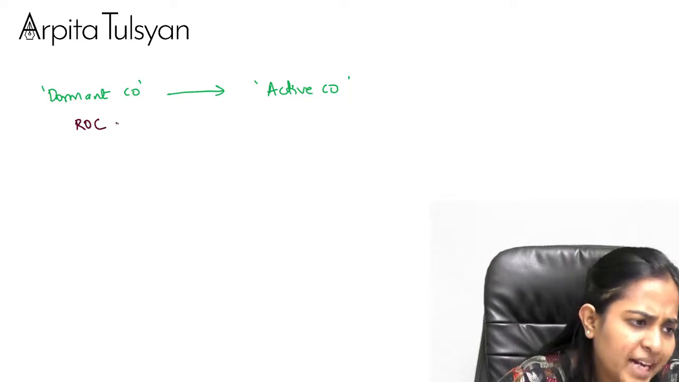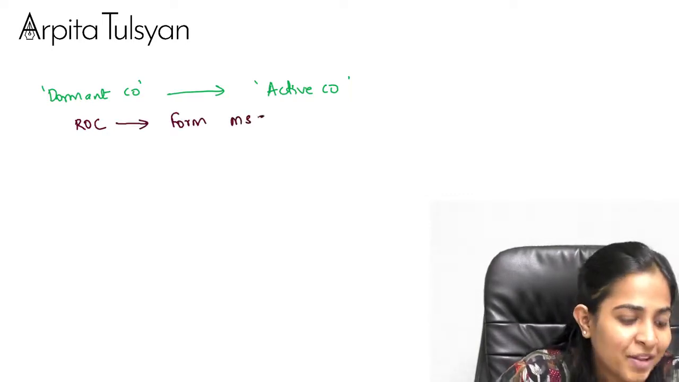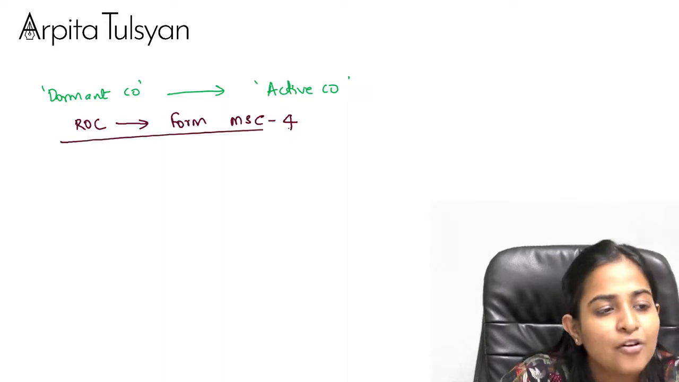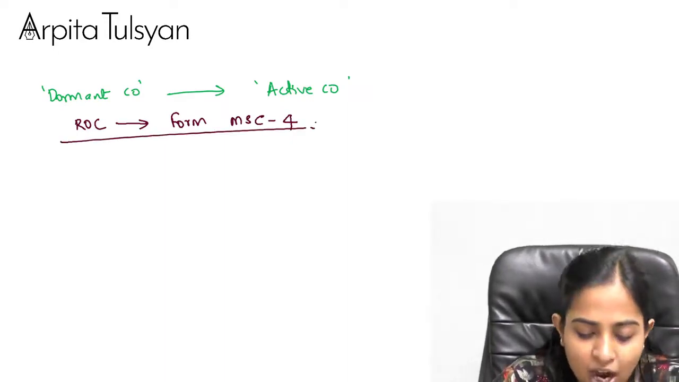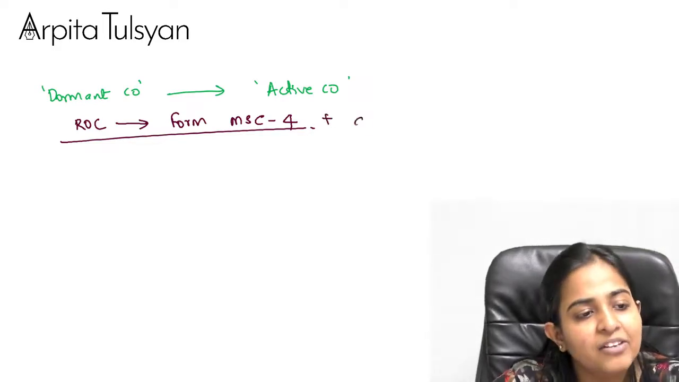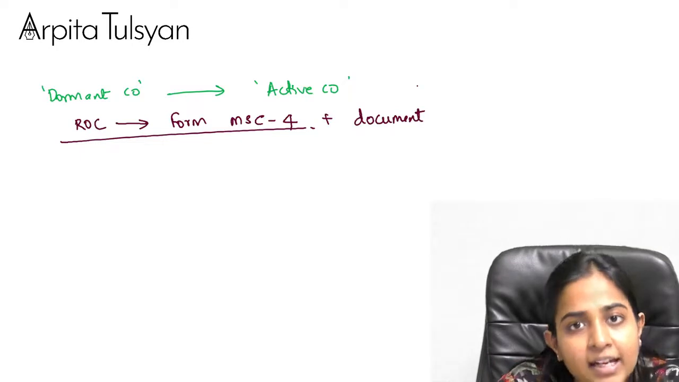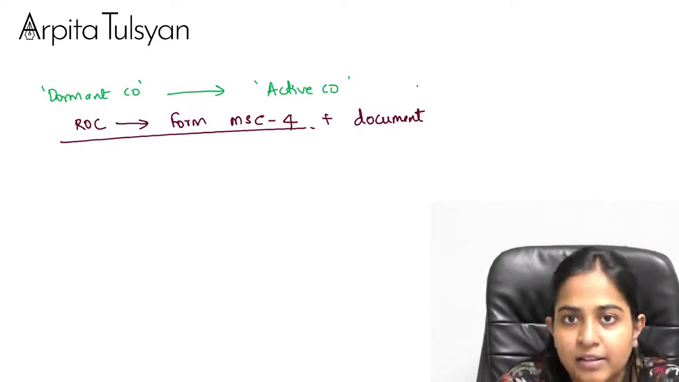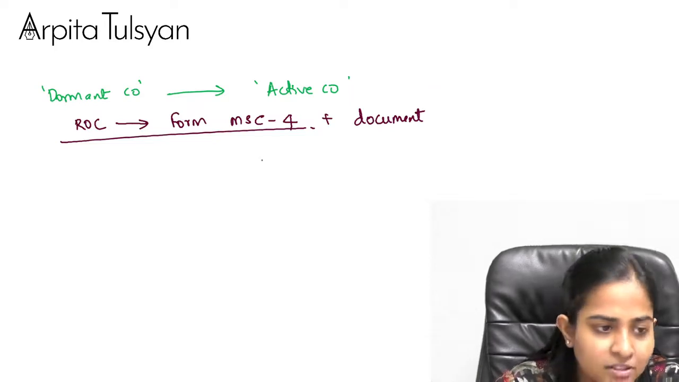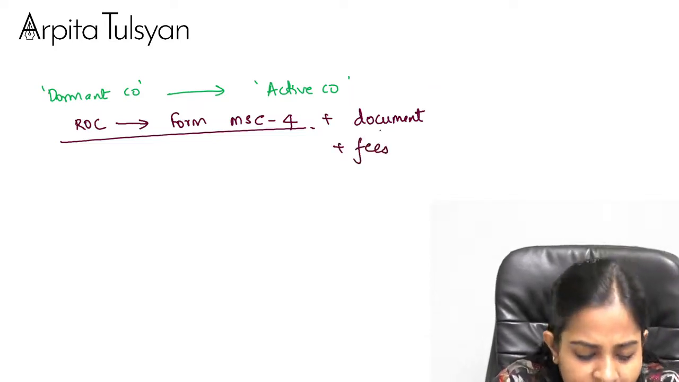Again, I will make an application to the ROC in form number MSC 4. Plus I will file the required documents to prove that we are going to start so-and-so business transaction, and we'll have to pay the required fees, etc., whatever is there.